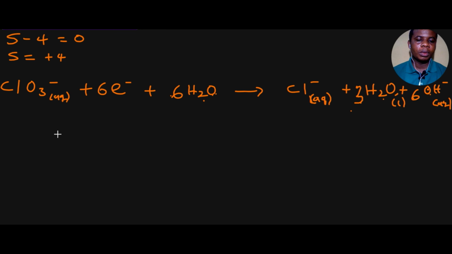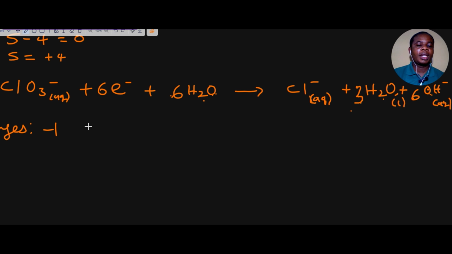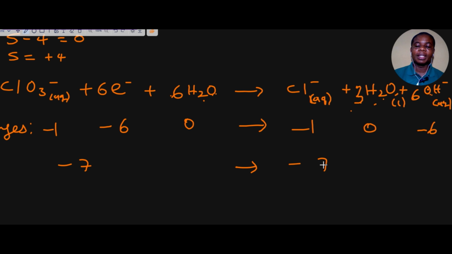since the atoms are balanced, I need to balance the charges. How do I balance the charges? In this case, this is negative 1 for chlorate. Here is minus 6. That of water is 0. To give this negative 1, water here is also 0, and hydroxide here is negative 6. This is negative 7 to negative 7.